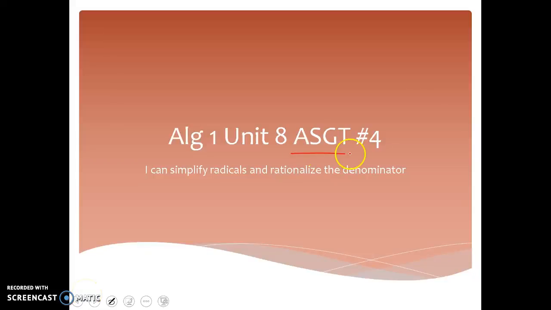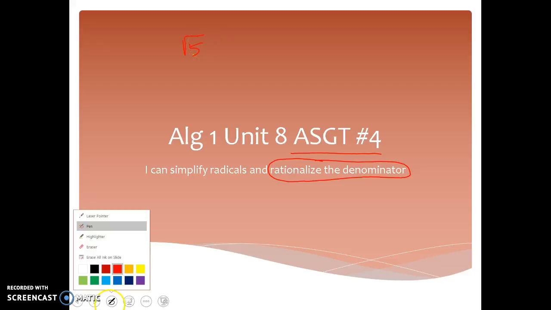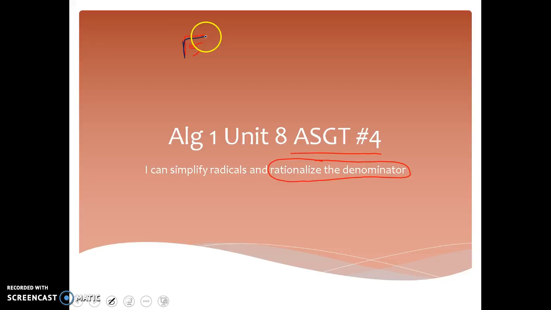All right, so in assignment number 4, we're going to be simplifying radicals by rationalizing the denominator. And we're going to talk about what that means. And here's why we have to rationalize the denominator. Suppose we have just the square root of 5. I'm going to write that up here. Maybe I'll change colors. Suppose we have just the square root of 5 here.